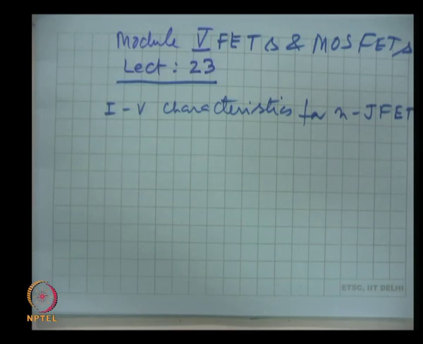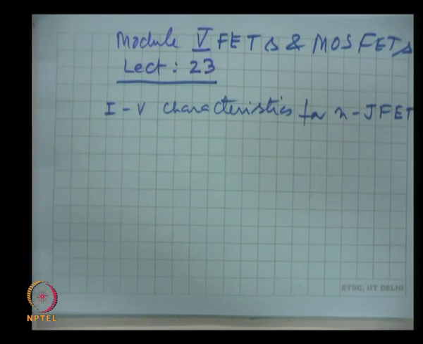In the previous lecture we studied the working and fabrication of a junction field effect transistor, and we continue the investigations. For any electronic device, one of the most important characteristics is the current voltage characteristics. So, we take IV characteristics for the N type JFET.